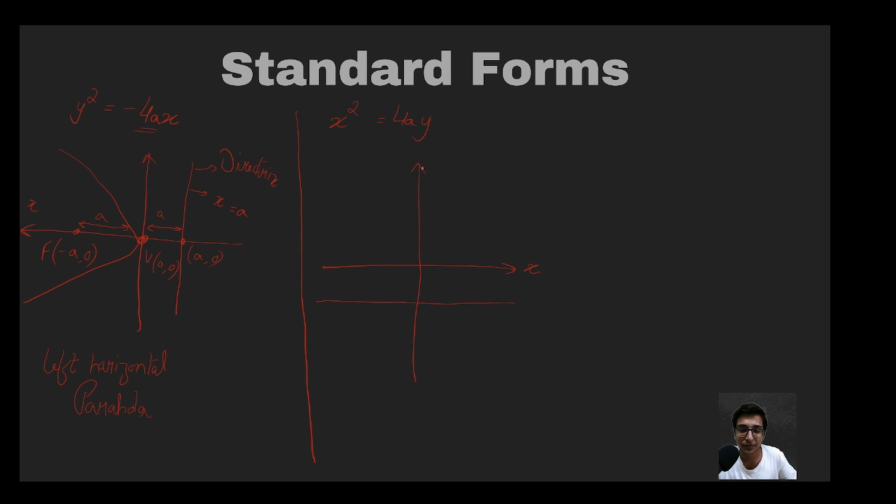This is our axis of parabola. This is our parabola. Here the focus would be somewhere here, and the focus would be 0 comma a. Directrix is this, so its equation would be y is equals to minus a. This point is again 0 comma 0, which is the vertex. And this point here, this would become 0 comma minus a. So this is how we write an upward vertical parabola.